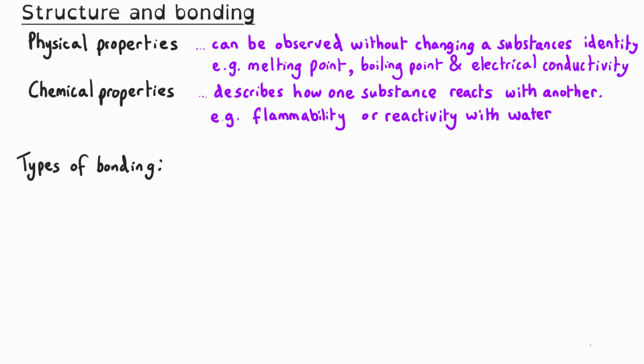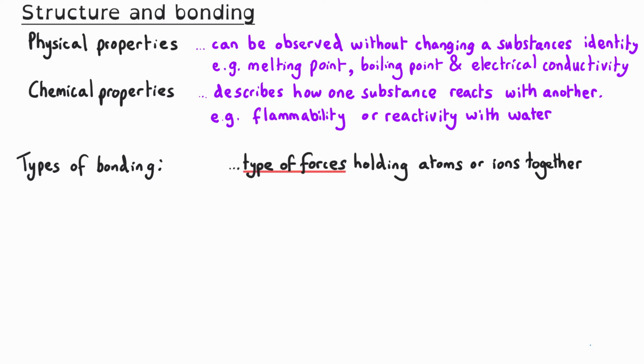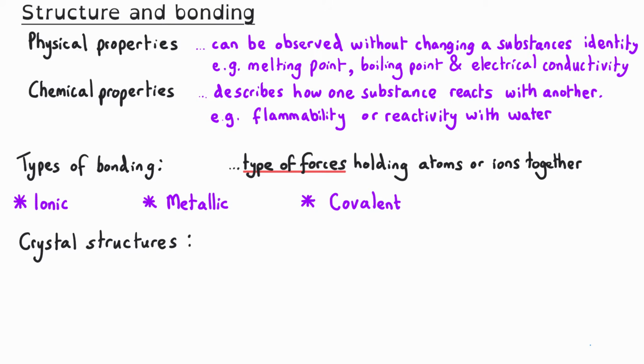The type of bonding within a substance is the type of attractive force holding the atoms or ions together. And there are three that you need to know about. They are ionic, metallic, and covalent. And then there are four different types of crystal structure. The crystal structure is the arrangement of particles in three-dimensional space in a regular repeating pattern in a solid.